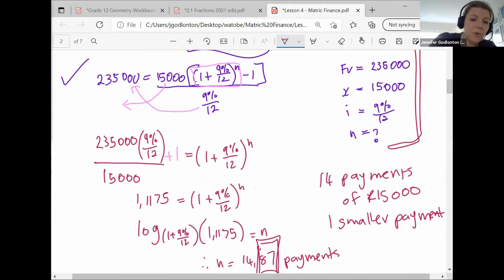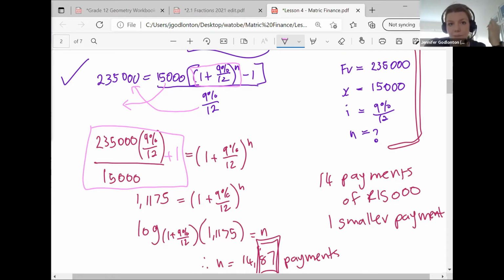I then just put all of this into my calculator, and sometimes it will give you a fraction, which you can use as a fraction because then you're keeping the integrity of the number. Sometimes it gives you a nice decimal that we can also use. If it's a long decimal, then we really need to keep it in fraction form because otherwise we're going to mess with our answer. In this case, it gave us a nice decimal of 1,1175. And that was equal to 1 plus 9% over 12 to the power of n.